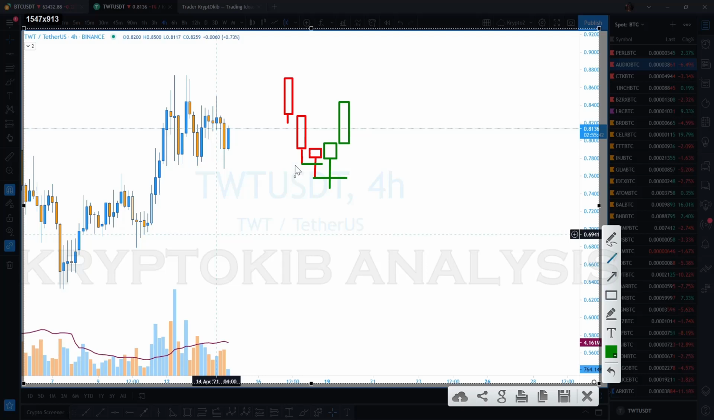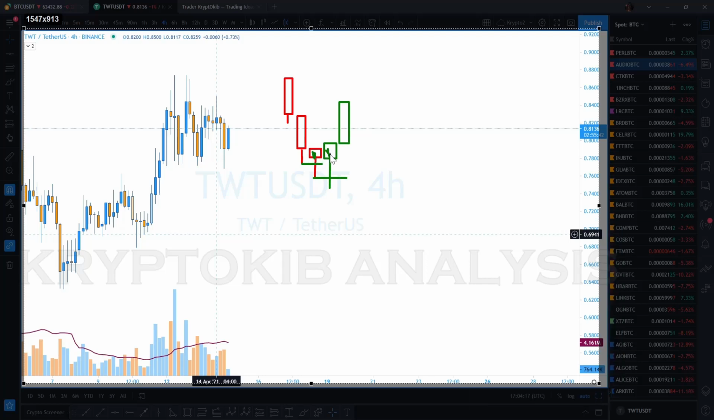To me, if there is a setup like this, this is a hammer, this particular candle. This is another hammer, this particular candle. And this is a bullish engulf, not minding the fact that this is also a green candle. It is also a bullish engulfing candle to this.